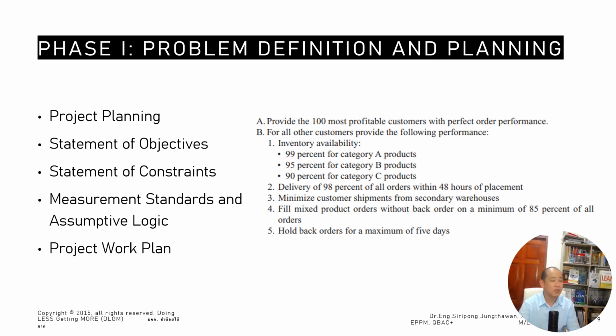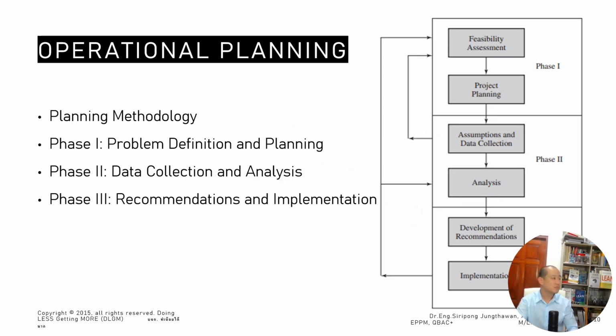Delivery percentage at 98% for all orders within 24 hours of placement, minimize customer shipment from the secondary warehouse, and fill mixed product orders without back order on a minimum of 85% of all orders, and hold back orders for a maximum of 5 days. So you can see the list of KPIs or measurements for your system, and the objective and constraints that you want to design your system with.